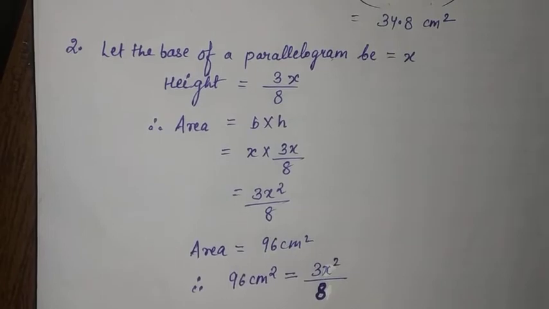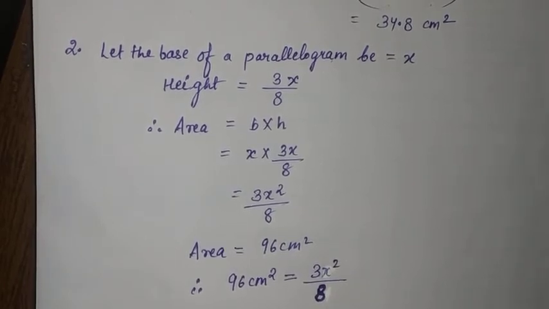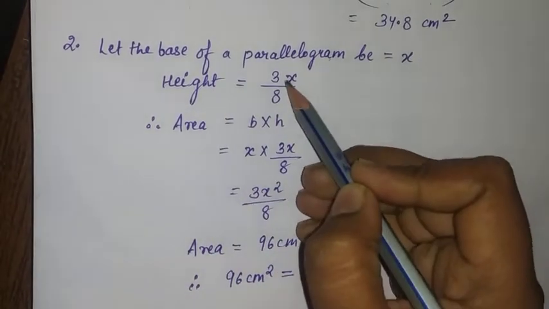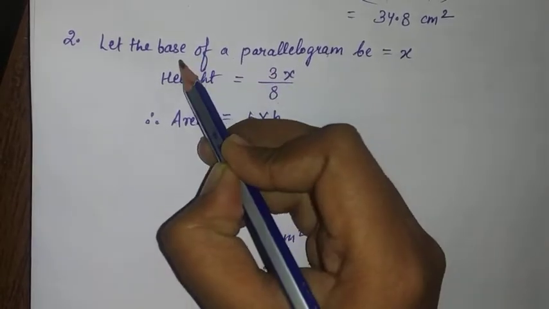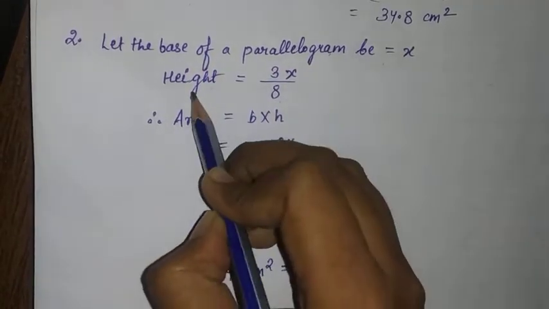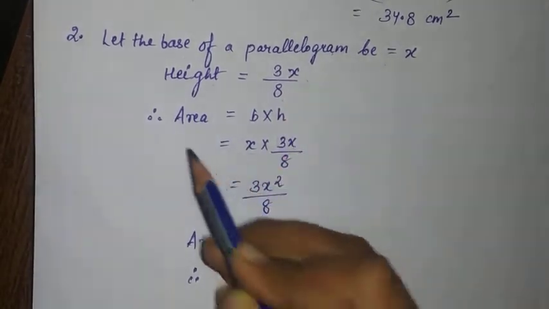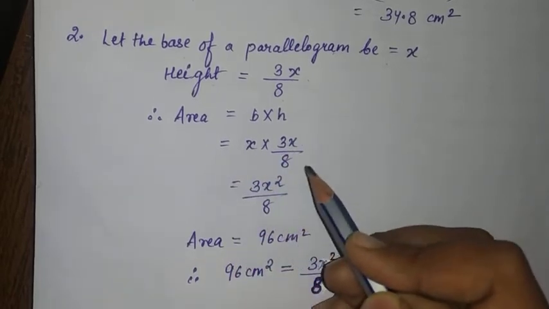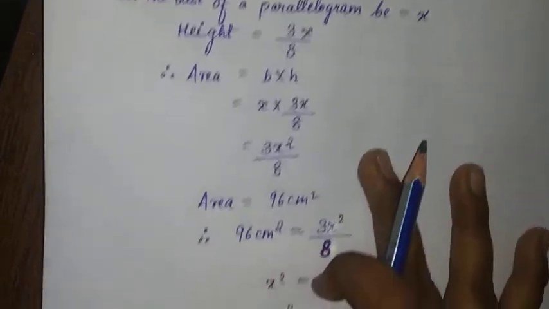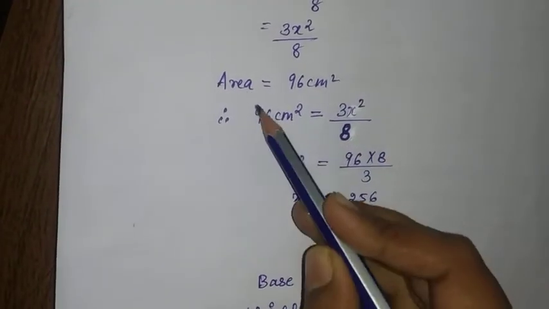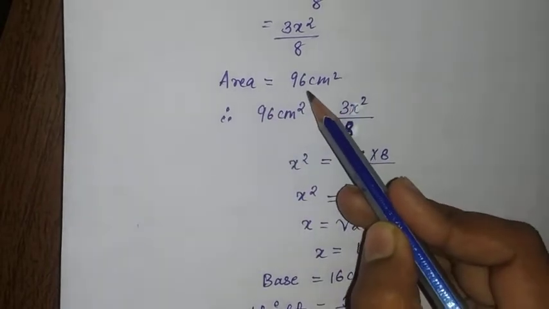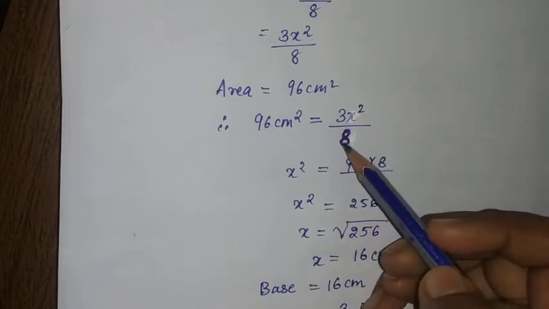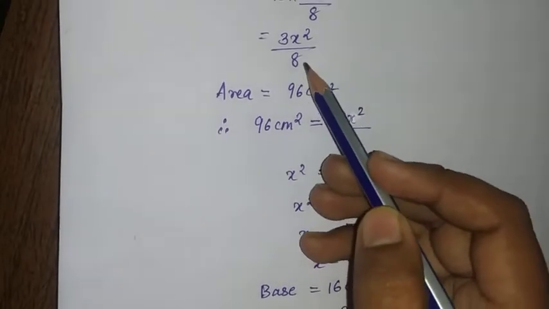Then the second question. It is given the height of the parallelogram is 3/8 of the base. That means the height is 3/8 of base. So let the base of the parallelogram be x and height is equal to 3/8 of x. So area will be base into height. That means x into 3x by 8. So 3x square by 8. Then area is given in your book, that is 96 centimeter square. So 96 centimeter square will be equal to 3x square by 8. Because this is also the area.